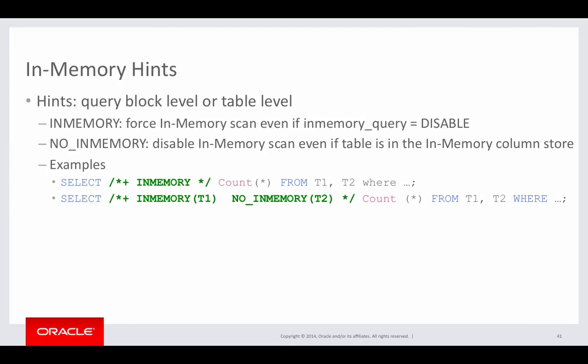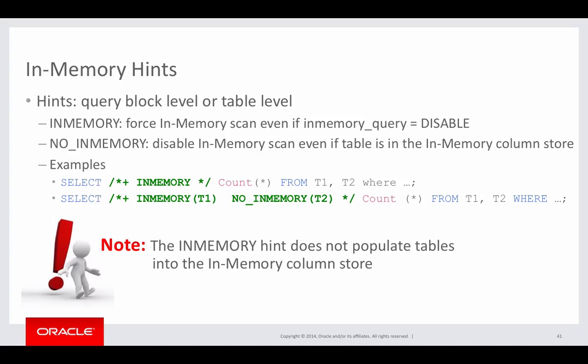If you want to actually hint that a particular query or a particular table within a query should be accessed via the in-memory column store, then you can do so using the INMEMORY hint. If you simply specify INMEMORY, then what you're looking for is to force all of the tables in the query to be scanned via the in-memory column store. If you use INMEMORY, open parentheses, and you specify a given table name, then it's just that particular table that will be accessed in memory. If you use NO_INMEMORY, again, open parentheses, specify a table, then it's just that table within the query that won't be accessed from the in-memory column store.